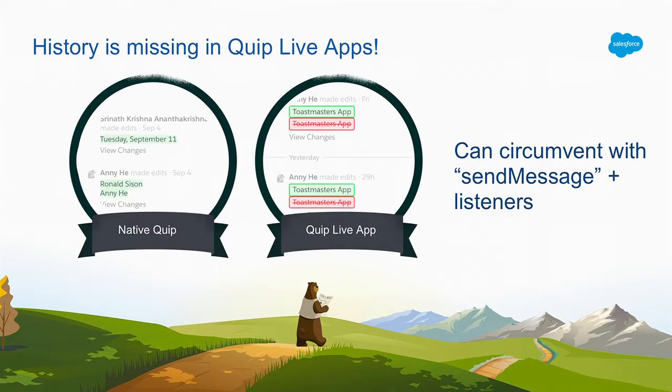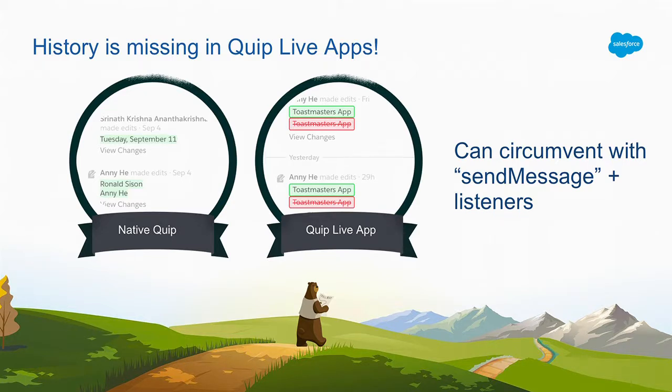First of all, this is so important. It needs its own slide because history, the lovely history, which we talked about at the beginning, is available in native Quip, but not in live apps. This is really big because Quip live apps are sandboxed, meaning a live app can only see what's in itself and not in other apps. So when you develop your app, if you still want what is available in native Quip, you need to program it in yourself. You need to bake it in yourself.